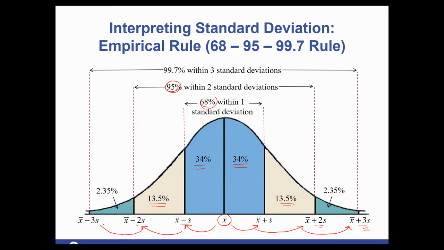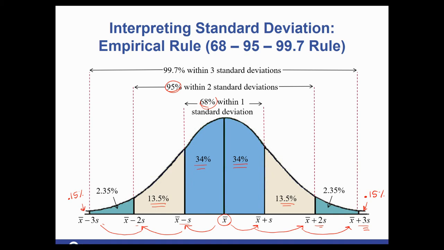Now, the one thing that you don't see is there's a tiny little piece underneath these curves on the end, and those represent 0.15%, a very, very tiny little bit. But by adding those 2 pieces on the end, when we add up all of our percents together, it's going to equal 100%. Everything has been accounted for.